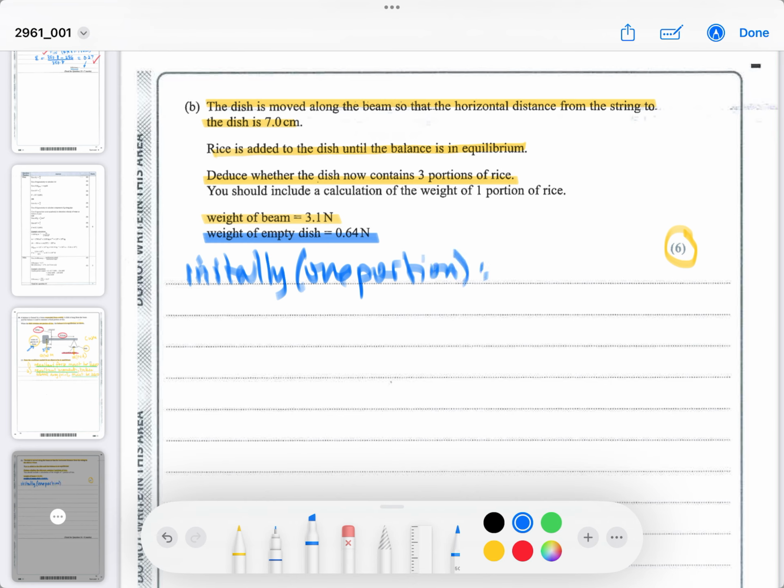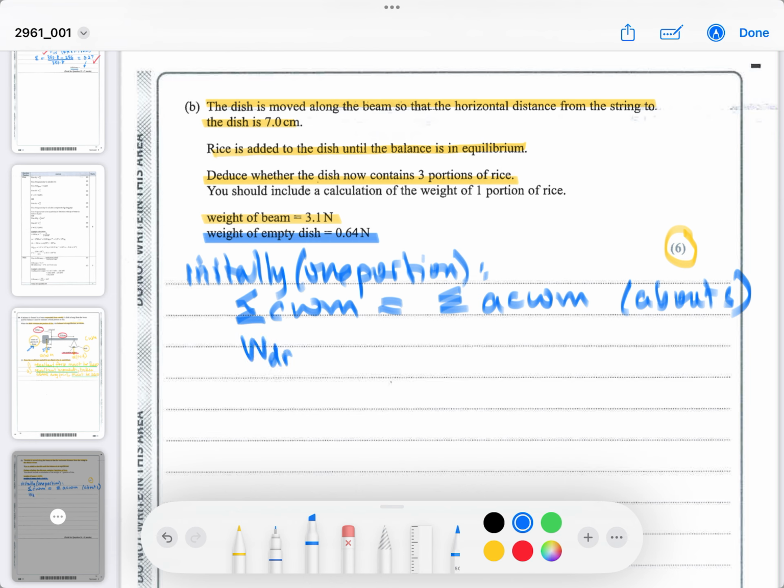So with one portion, the sum of the clockwise moments due to the dish and the rice will be equal to the sum of the anti-clockwise moments. That's how I do it. About the string. S for string. About the string. Okay, that's what we're taking moments about. So let's just call it the weight of dish with rice.